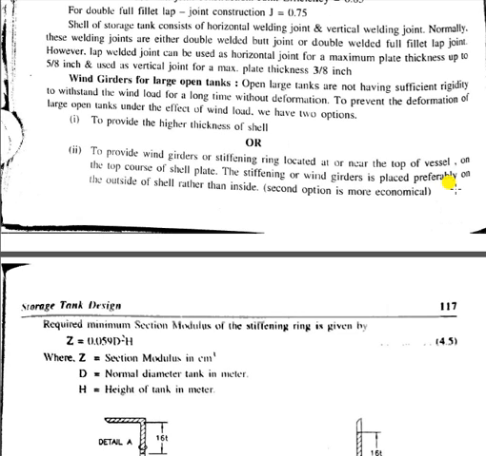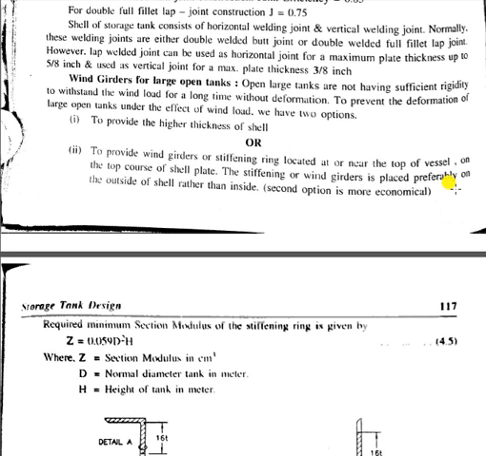Located near the top of the vessel, on the top course of the shell plate, the stiffening ring or wind girder is placed, preferably on the outside of the shell rather than the inside.